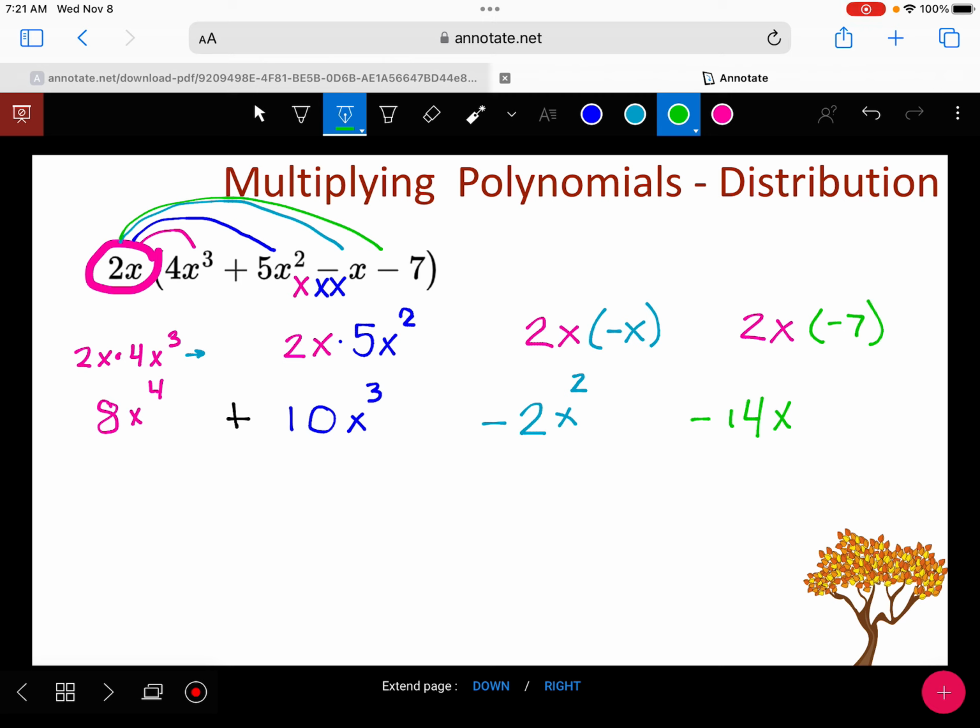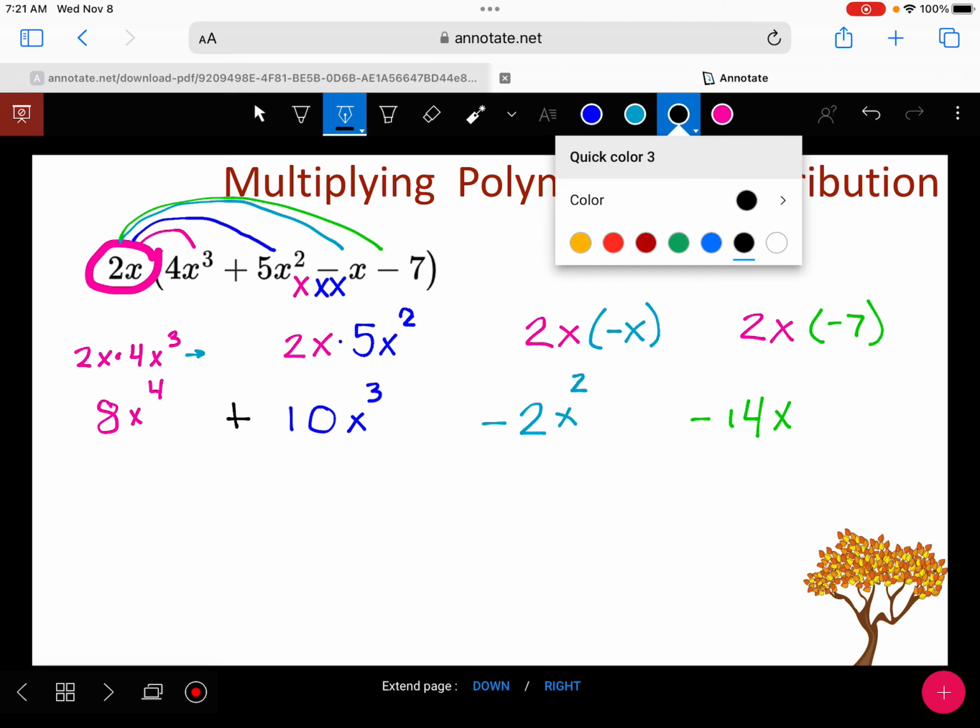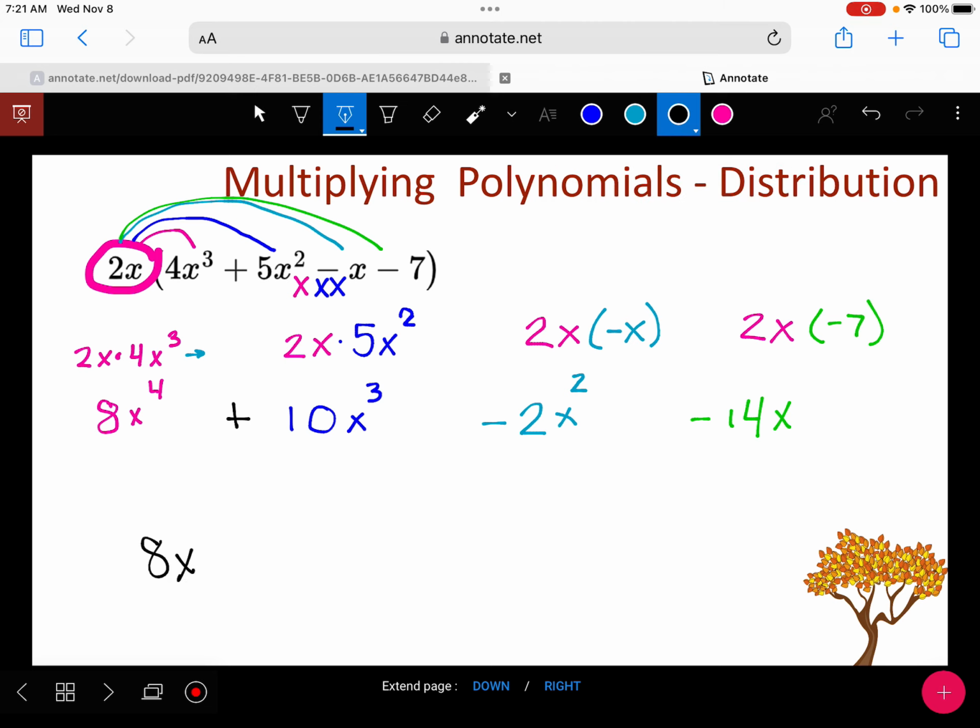So it's been a minute since we did some distribution slow like this. Questions on this step, because the next few we're going to ramp it up. Because our final answer are all these terms on the bottom. It's 8x to the 4th plus 10x cubed minus 2x squared minus 14x, and that's our answer.